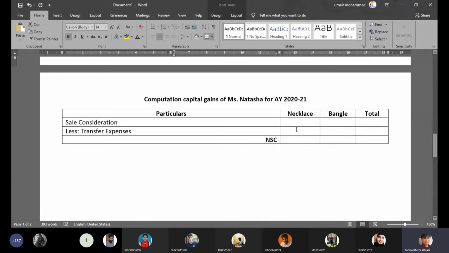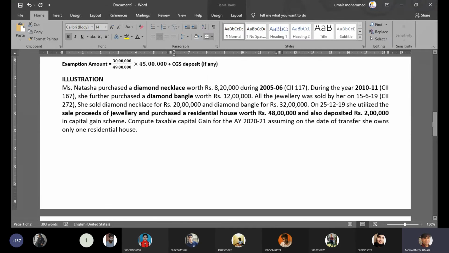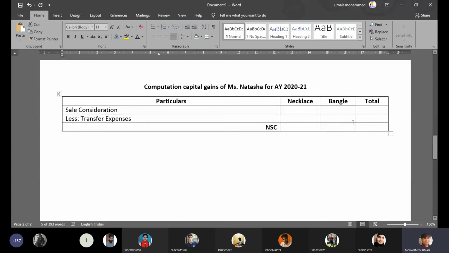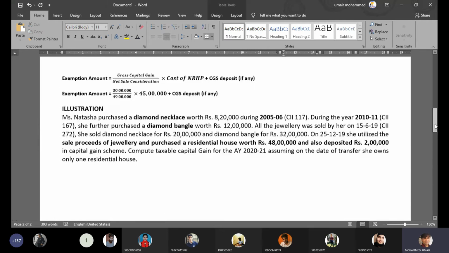So if you want, you can do a separate calculation like this, or you can do a combined calculation also. Both are correct, because ultimately the question says all the jewelry was sold, and from the sale of the diamond necklace plus the diamond bangle, she has bought a residential house property. So you can combine the sale amount and the cost and then apply the deduction, or show separately, then total it, and then apply the deduction. The choice is yours.